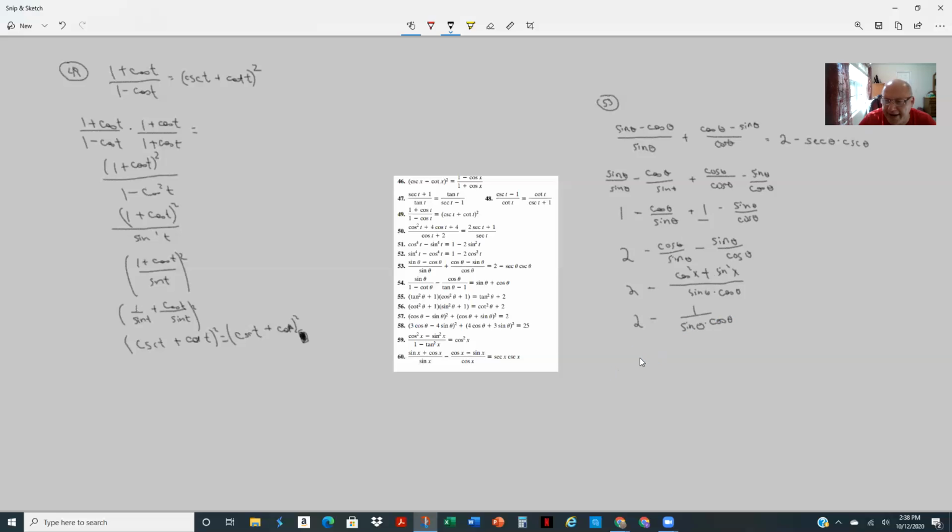So then you can break that up. 1 over sine of theta times 1 over cosine of theta. And 1 over sine is cosecant of theta. And 1 over cosine is the secant of theta. Now, I know you're looking at that and you're like, wait a minute, you have cosecant times secant. The right-hand side has secant times cosecant. That's the same thing. It's the commutative law. So the order that you multiply things doesn't really matter. So it'd be 2 minus the secant of theta times the cosecant of theta.